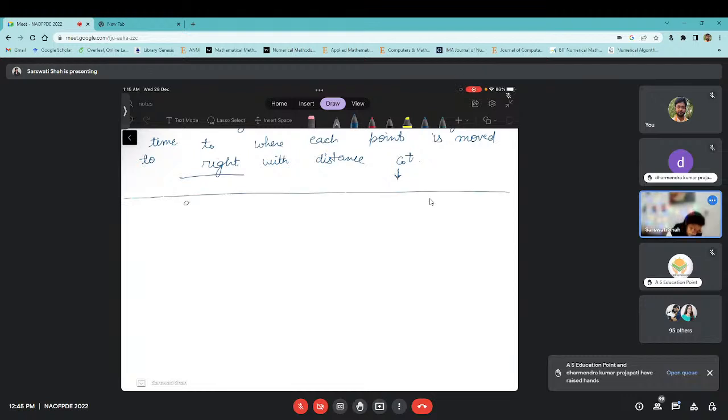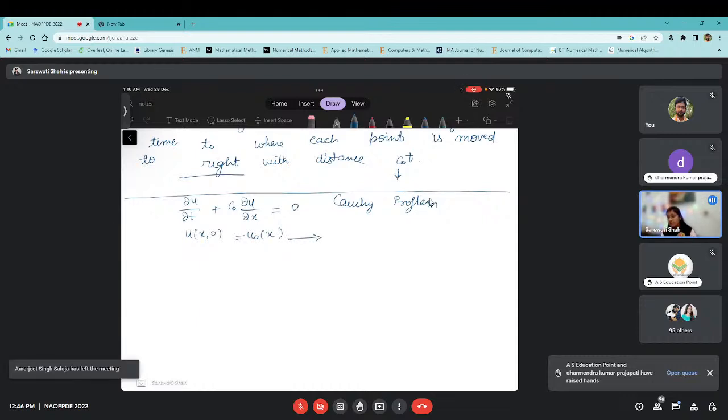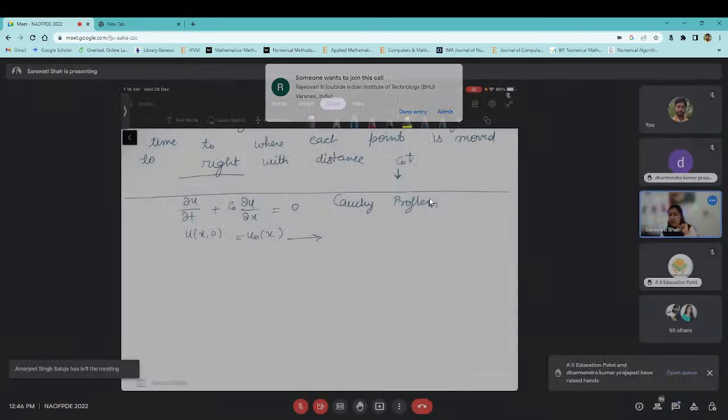So what did we do? We found the solution of this partial differential equation with the initial condition u naught x. The intention behind this method of characteristics was to tell you about the hyperbolic partial differential equation. This is a hyperbolic partial differential equation of a Cauchy problem. Why am I saying it is a Cauchy problem? A first order partial differential equation with a smooth initial condition is known as a Cauchy problem.